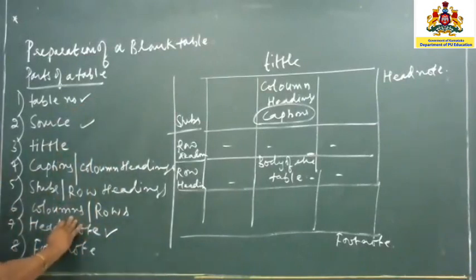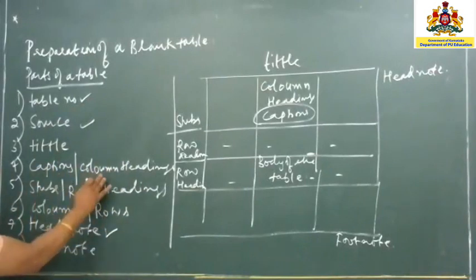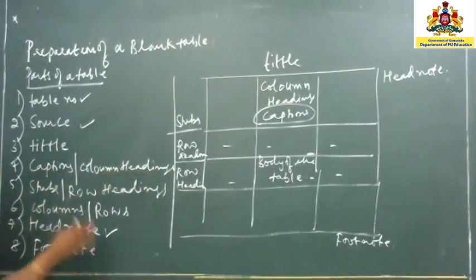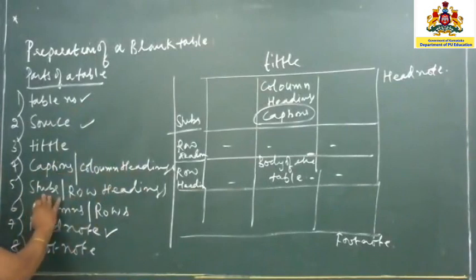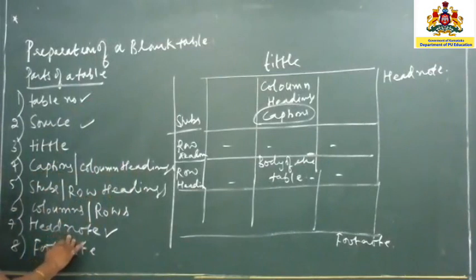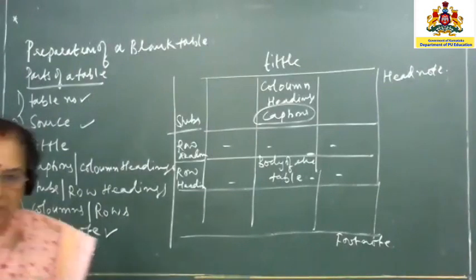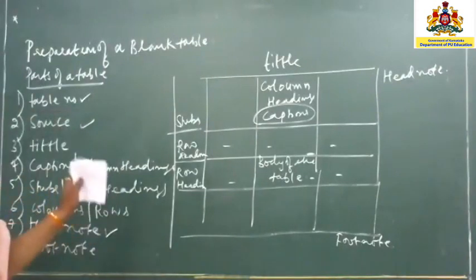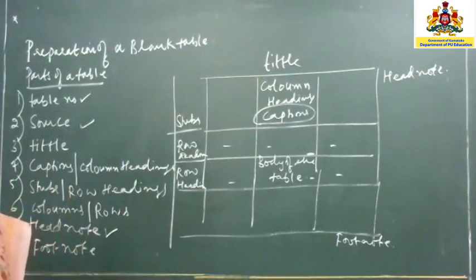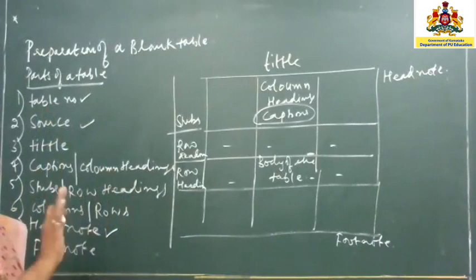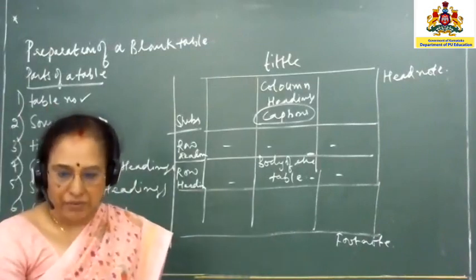Next, a table should have a certain number of columns and a certain number of rows. Next, a table should have captions, which are otherwise called column headings. Next, a table should have stubs, which are otherwise called row headings. Next, if any abbreviations are used in columns, they should be denoted by a head note. Last one, if it is possible, it can be denoted by a footnote also. So these are called the rules of tabulation. Separately, if you write them, they become parts. If you write in sentences like I told you, they become rules of tabulation.